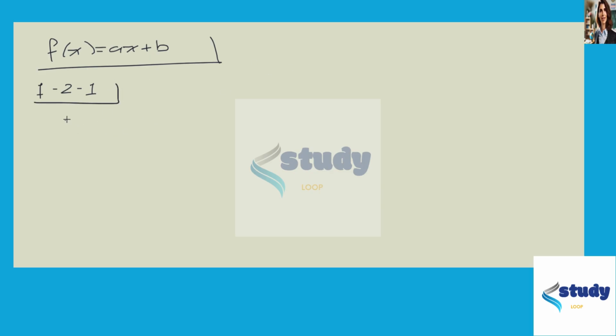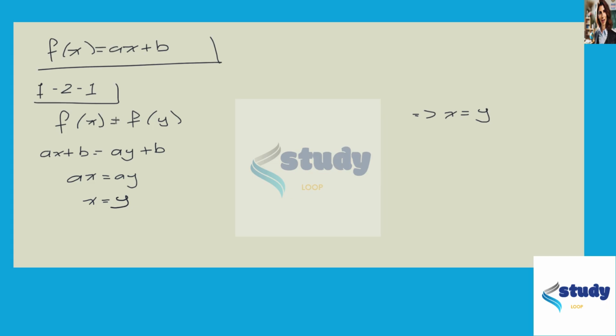So to prove 1 to 1, we have to show that if f of x is equal to f of y, then this implies that x is equal to y. So if we just substitute what we have into these equations, we have ax plus b, because that's f of x, and f of y is ay plus b. So subtracting the b's, you have ax is equal to ay, dividing by a, you have x is equal to y. So therefore, f of x is 1 to 1.